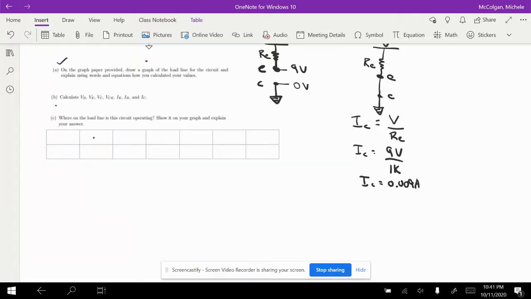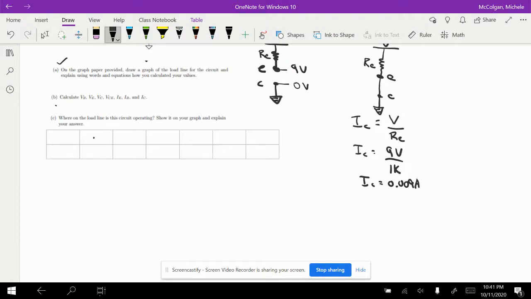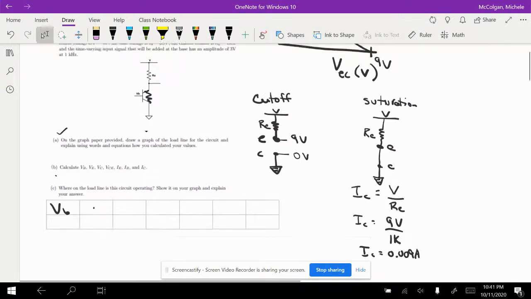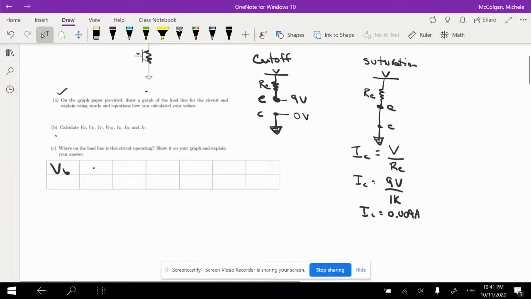There we go. Okay, so we're going to go back to draw, and this is going to be VB. We already know VB. VB that they tell us in the problem is 3.9 volts, so that's an easy one. VE, VC, VCE, or VEC. Let's fix that. VC, IE, IB, and IC.